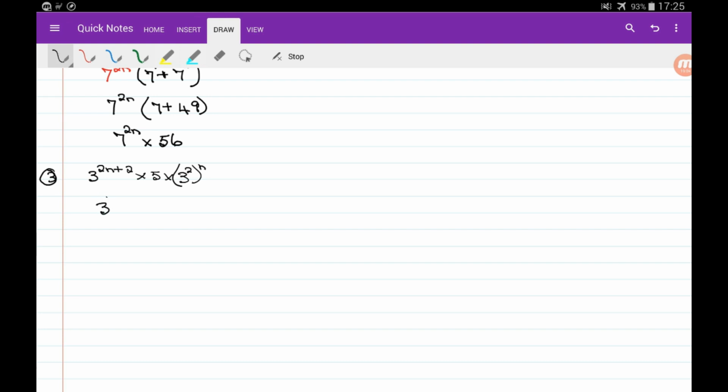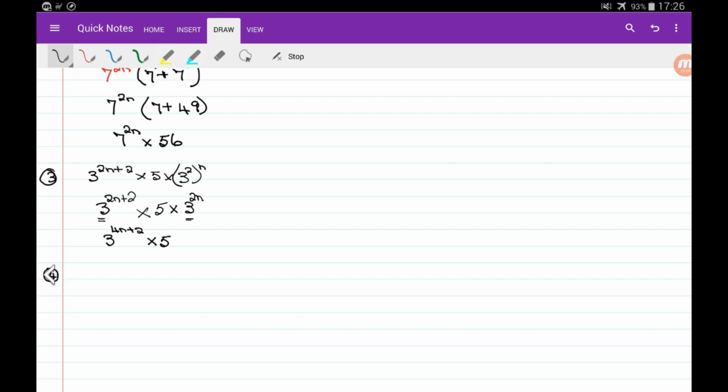I keep this as 3 to the power of 2n plus 2. I'm multiplying by 5, and this becomes 3 to the power of 2n. Where my bases are the same, I'm just going to add my powers. So 2n plus 2n gives me 4n plus 2 multiplied by 5, and that's as simple as I can get that sum.